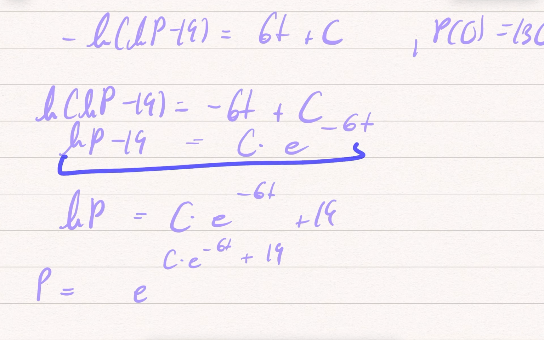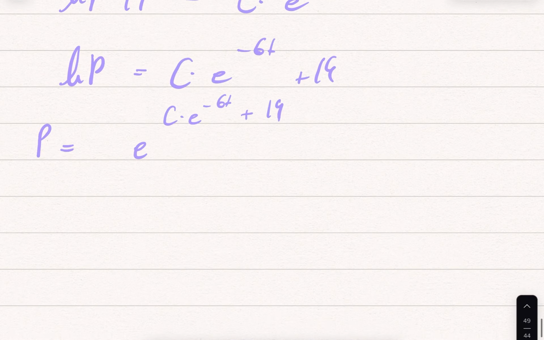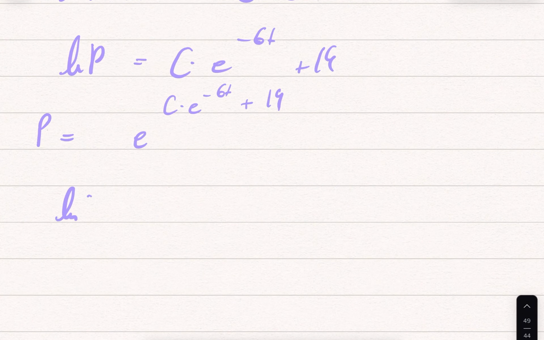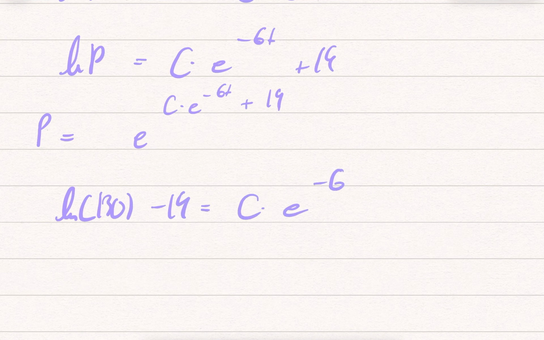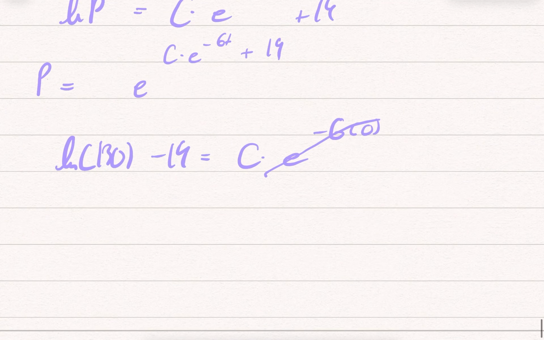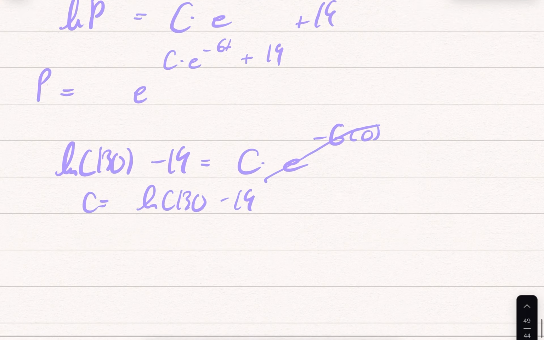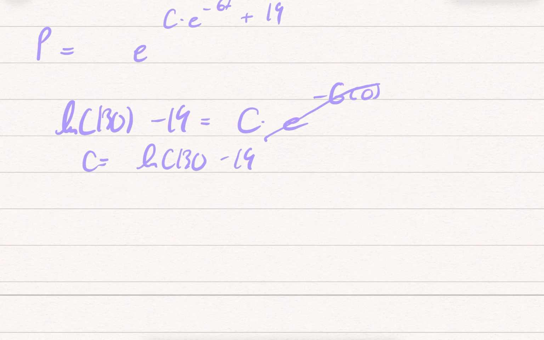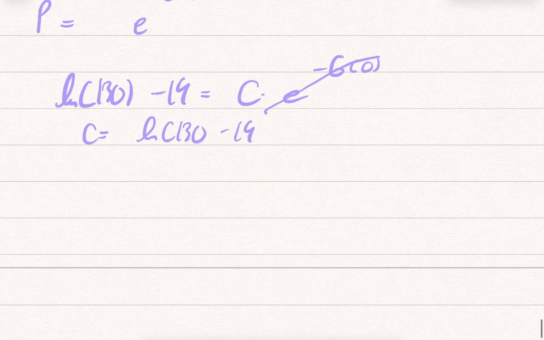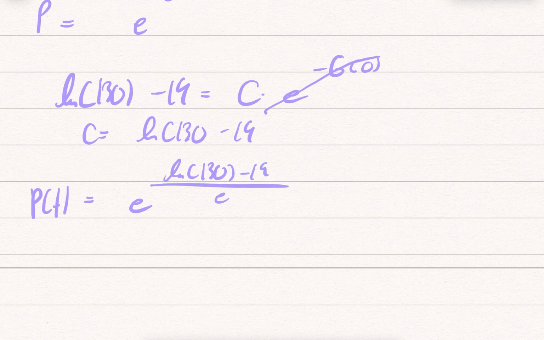And sorry, I'm going to get a little bit slower because I'm getting tired right now, but bear with me. So to solve for c, what we're going to do is ln 130 minus 19 equals c times e to the negative 6 times 0. This becomes 1, so c equals ln 130 minus 19. So then what I'll get as my p, is p as a function of t equals e to the ln 130 minus 19 over e to the 6t plus 19.